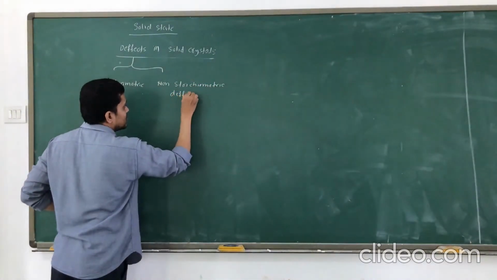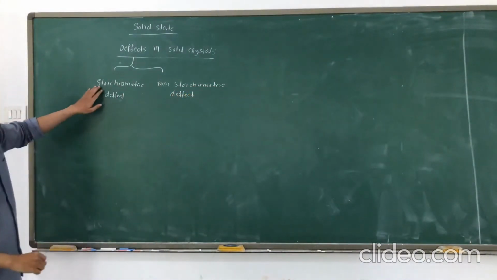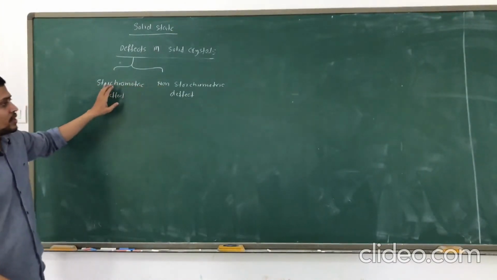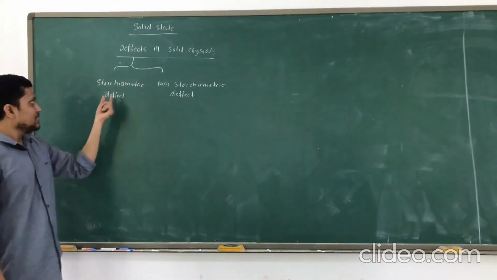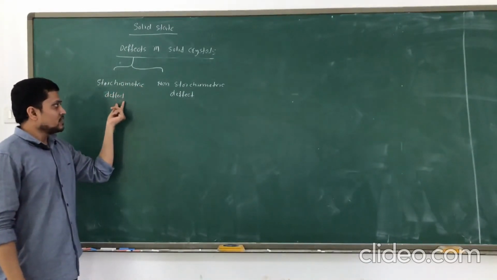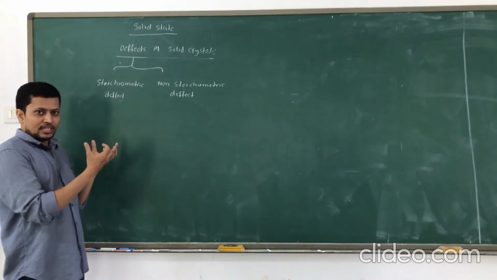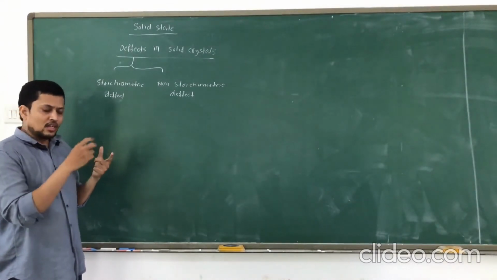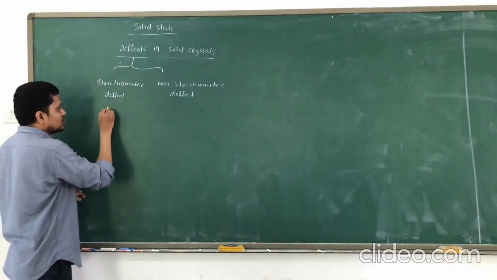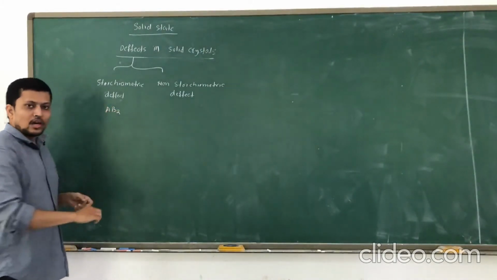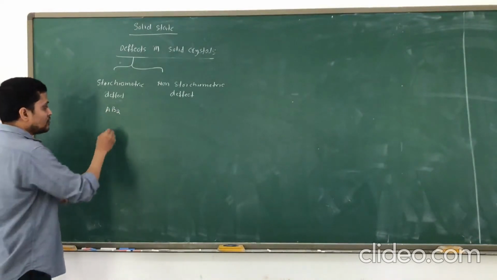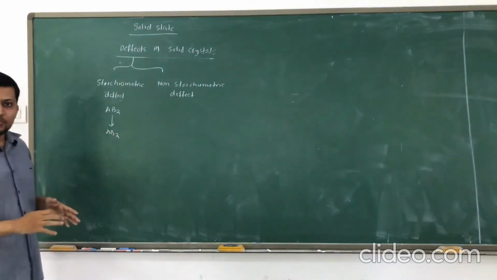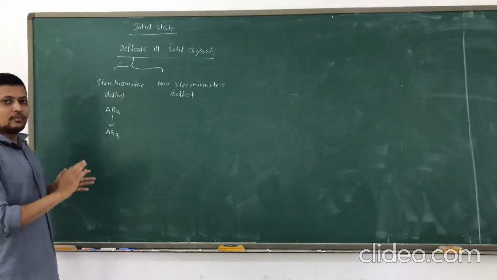So today at least I am going to explain to you about the stoichiometric defect. First I will explain what is the difference between the stoichiometric and non-stoichiometric defect. Listen here. A stoichiometric defect is a defect produced in the crystal that does not change the stoichiometry of the crystal. Suppose the formula of the crystal is AB2 type. After the defect occurs, the formula remains AB2 only. That means the composition remains unchanged.